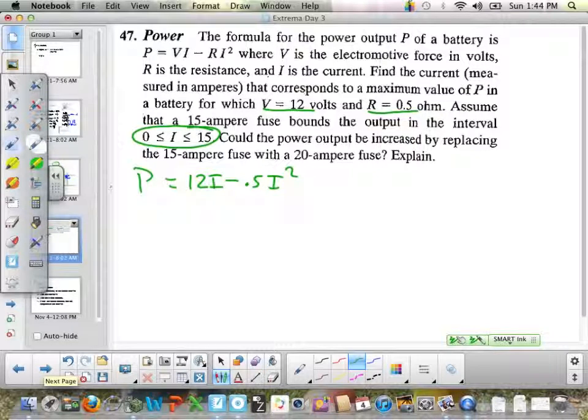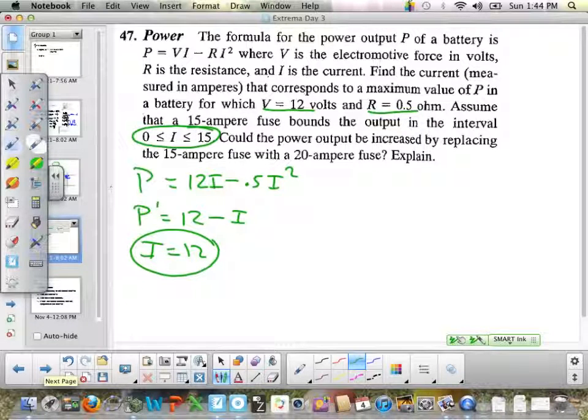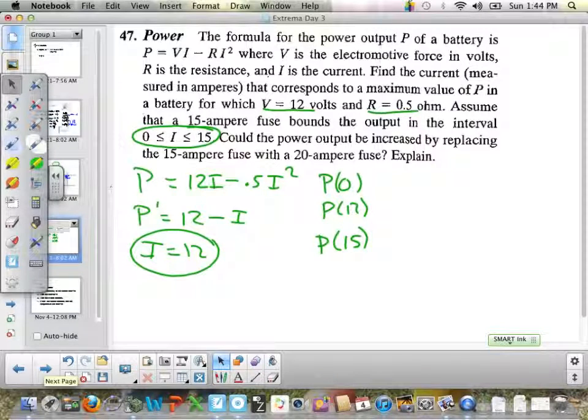And I'm going to do that by taking the derivative, 12 minus I, and seeing what makes that 0. And that is 0 when I equals 12. So my critical number here is I equals 12. So I need to use my endpoints, P of 0, P of 12, and P of 15 to see what my maximum power is.